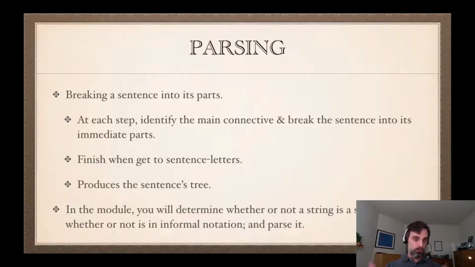So your first set of exercises will be doing some parsing exercises, and you'll be doing them in the Logic 2010 program. The Logic 2010 program has a parsing module that you'll be doing those problems in, and I will be demonstrating some examples in another video. So you'll be given a string. It may be a sentence, it may not be. You'll have to decide, is it a sentence or is it not? And is it a sentence of formal notation, or is it a sentence of informal notation? And then if it is a sentence of either, you'll have to parse it. You'll have to break it up.